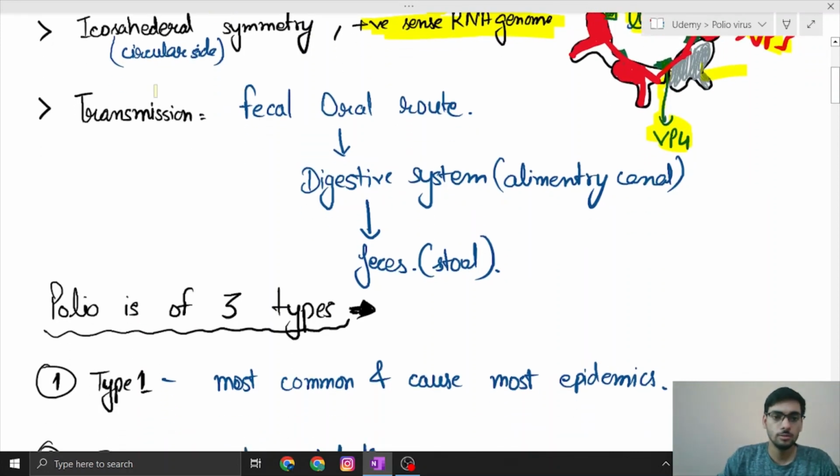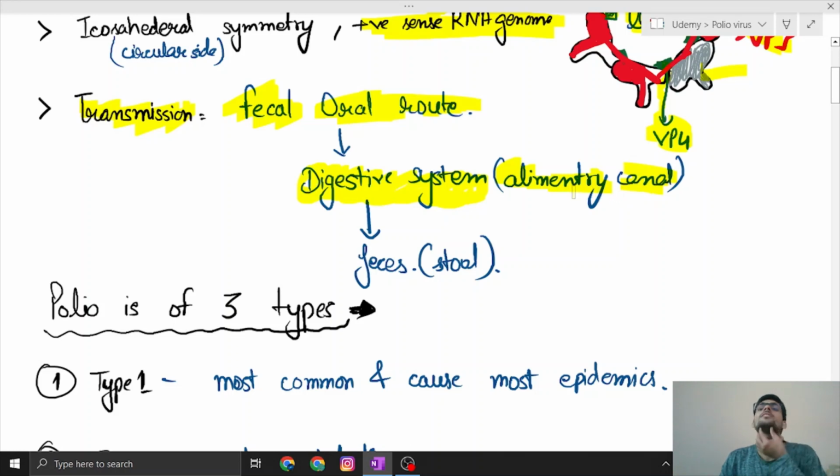Okay, then we will talk about its transmission. The transmission is fecal oral route, through contaminated water, or if some flies take virus from feces to your food, then also it can transmit. So keep clean, stay healthy. Okay, and from here it will move to the digestive system, basically to the alimentary canal part.